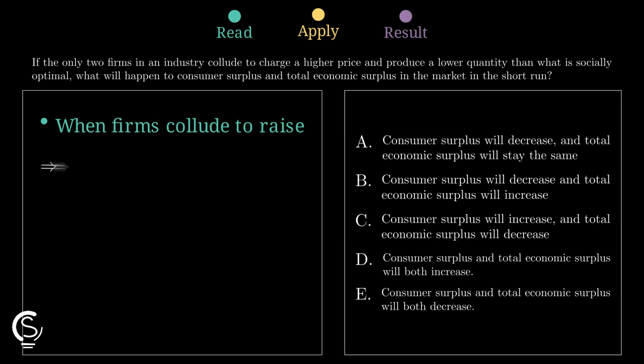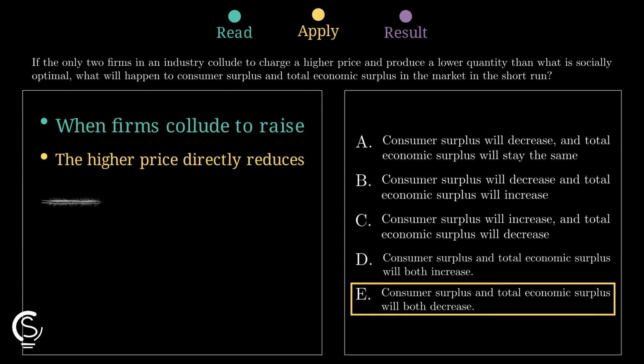Because quantity falls below the socially optimal amount, mutually beneficial trades disappear, creating deadweight loss, so total economic surplus decreases. That locks in choice E.